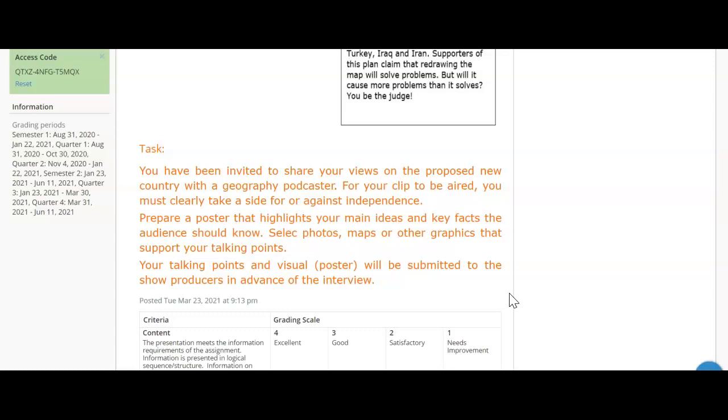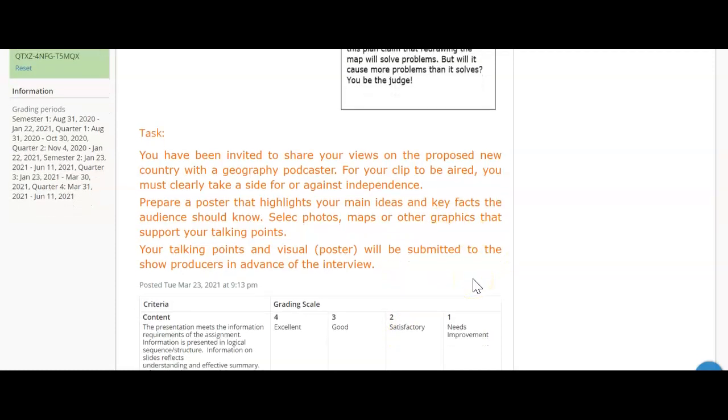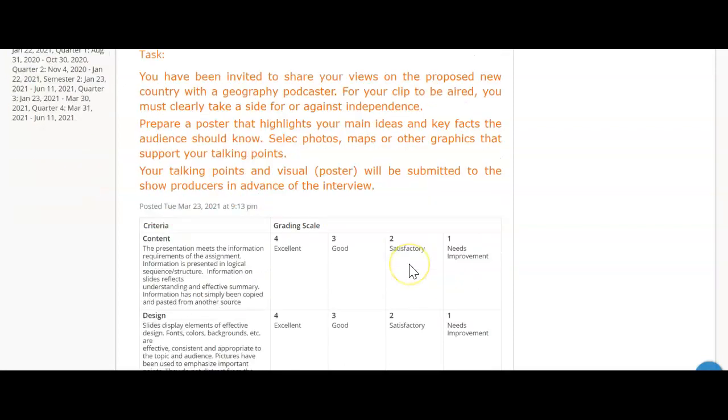Prepare a poster that highlights your main ideas and key facts the audience should know. You're going to use Poster My Wall or Canva for your poster. Be sure to select photos, maps, or other graphics that are going to support your main talking points. Your talking points and visual, your poster, will be submitted to the show producers in advance of the interview. We will then choose some of these to actually air in class so that we can see how they look.